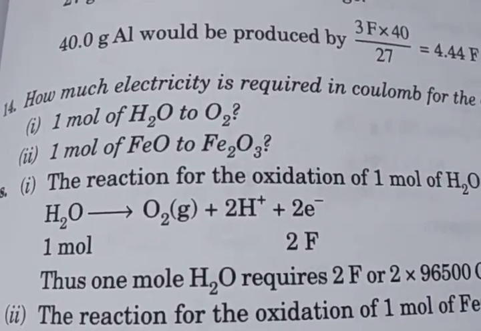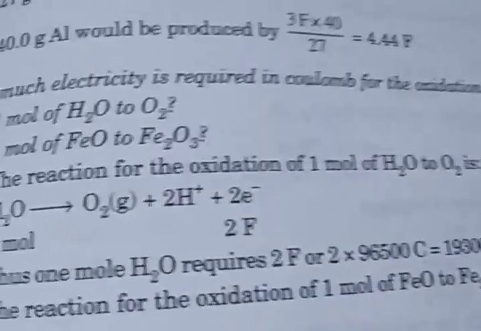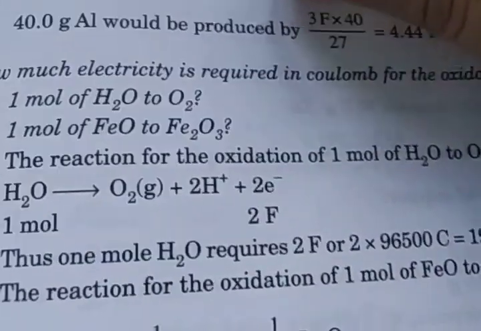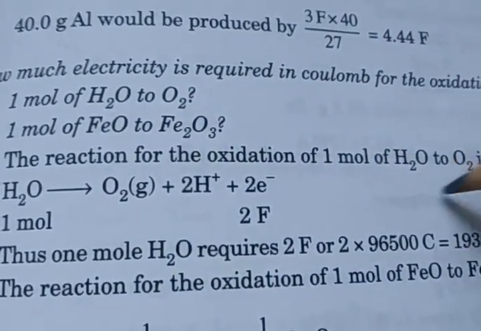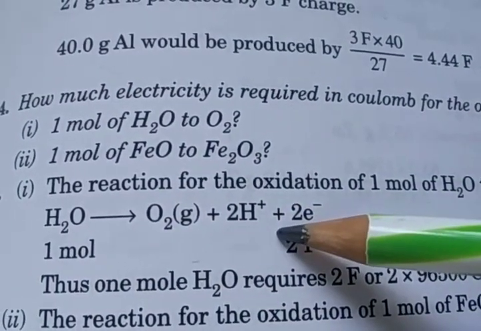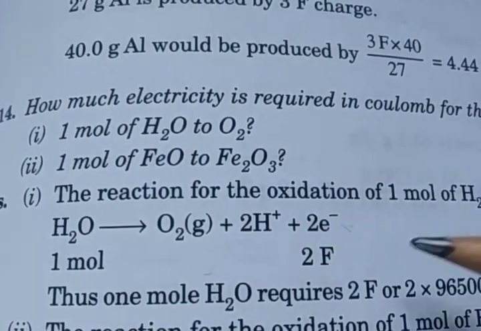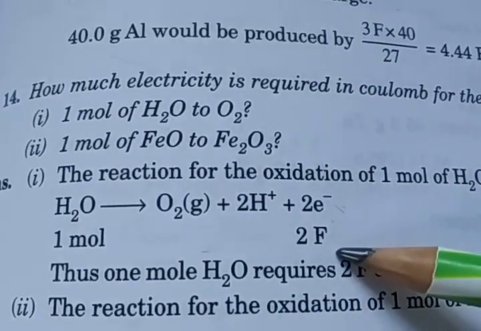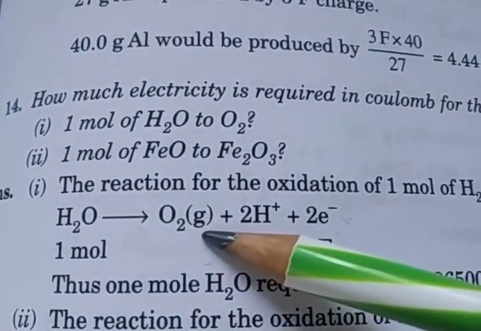How much electricity is required in coulomb for the oxidation of 1 mole of H2O to O2? So the reaction for the oxidation of 1 mole of H2O to O2: water converts into oxygen gas, H+ ions and 2 electrons, by loss of 2 electrons. So 2 moles, that means 2 Faraday. So 1 mole of water converts into O2.